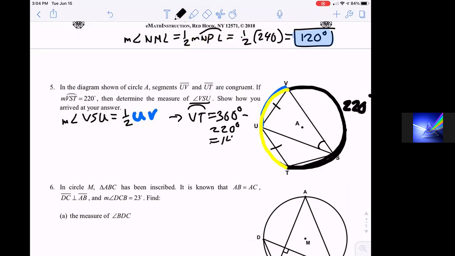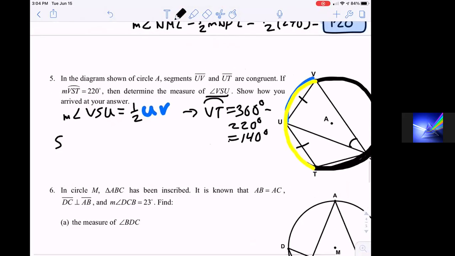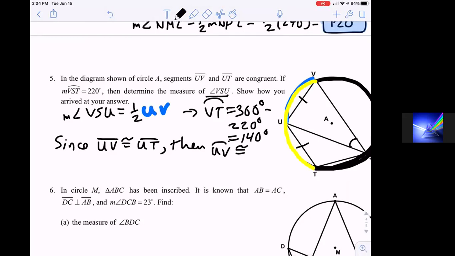which is 140 degrees. Now, since this line segment and this line segment are equal, this arc and this arc are equal. So let's make a note of that. Since UV is congruent to UT, then arc UV is also congruent to arc UT. And thus you can take the 140 and cut it in half. And each of those would be 70 units. 70 plus 70 is the 140, right?